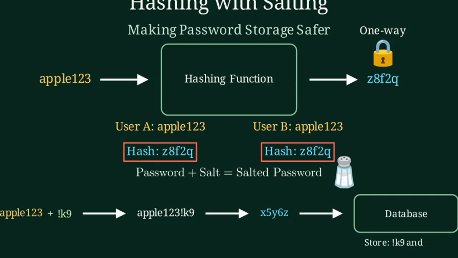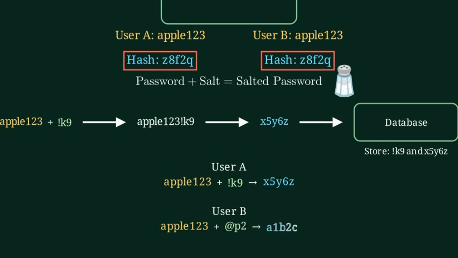Now notice what happens when two users choose the same password but get different salts. Their hashes become different. This blocks rainbow table attacks and forces a hacker to guess each password one by one.